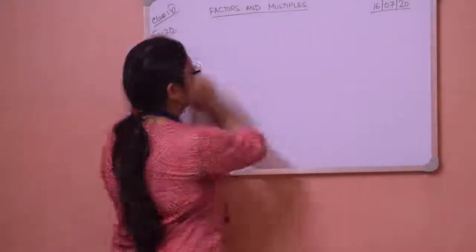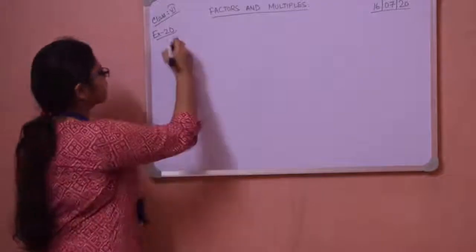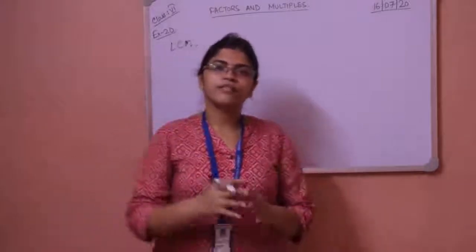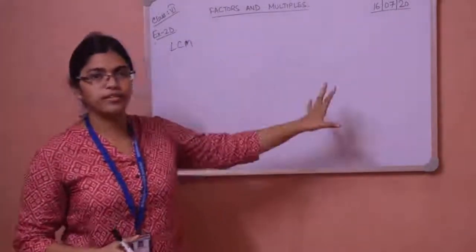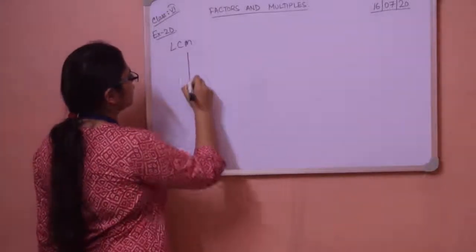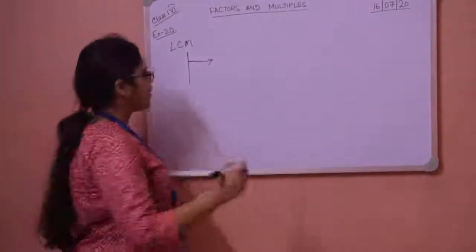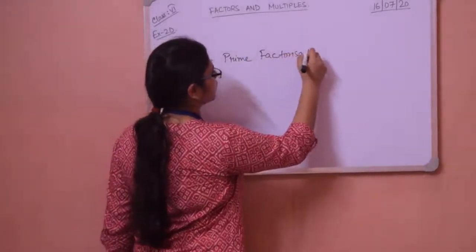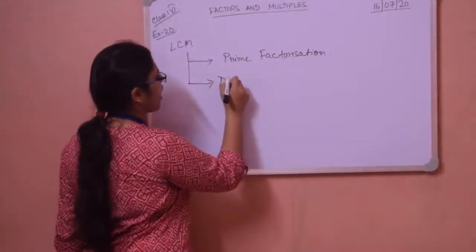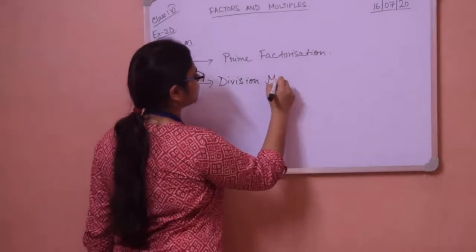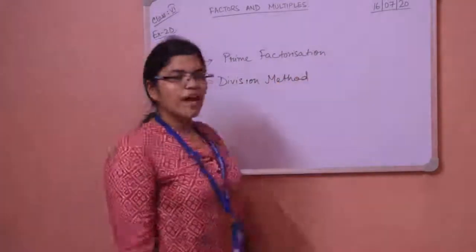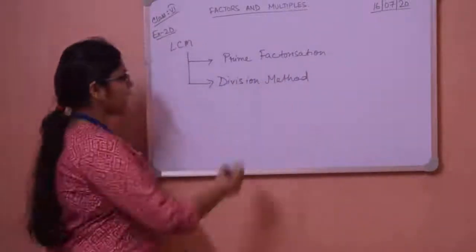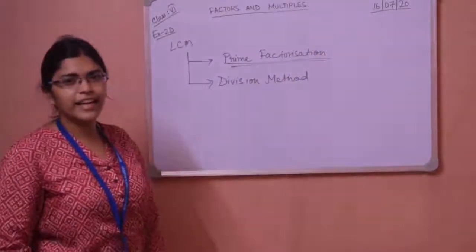Now we will learn LCM. LCM means lowest common multiple. That means we have to take the common multiples and take the lowest one. LCM can be done using two methods. The first one is the prime factorization method and the second one is our division method. I will take one single example and solve it using both of these methods. At first I am taking the prime factorization method. Let's see what this is.